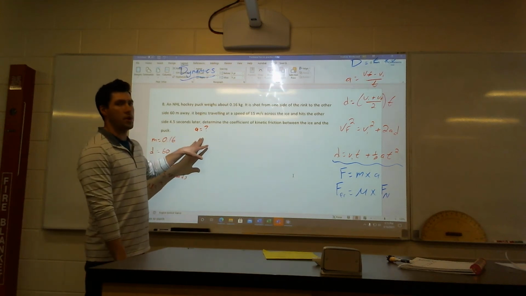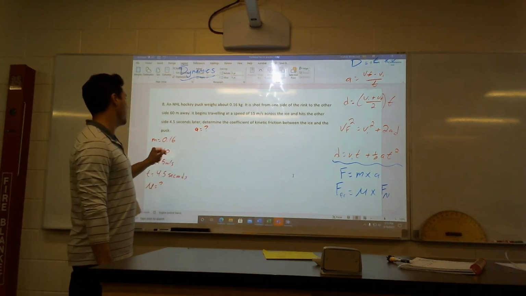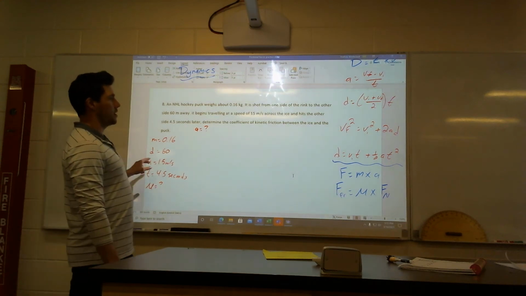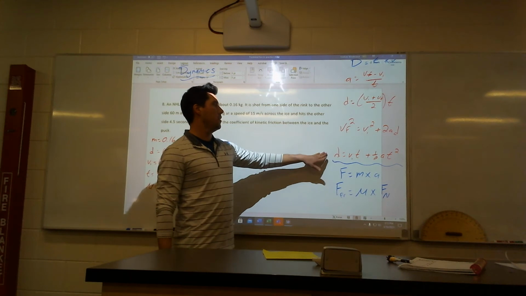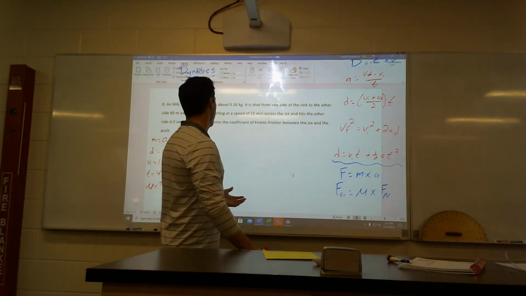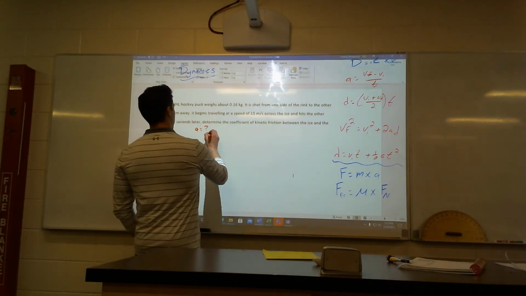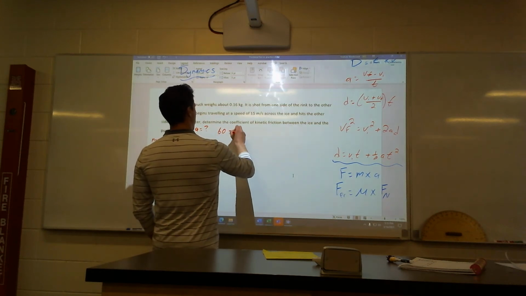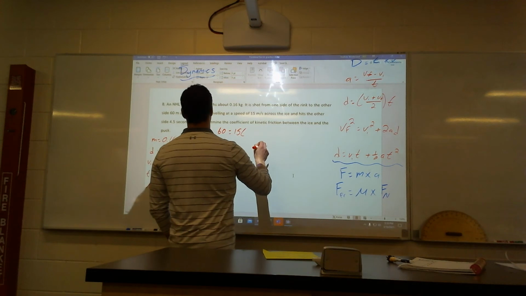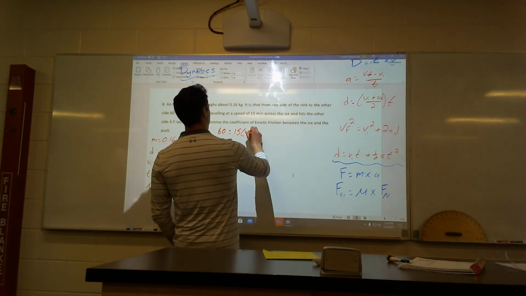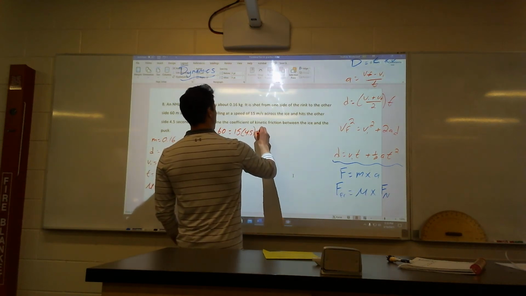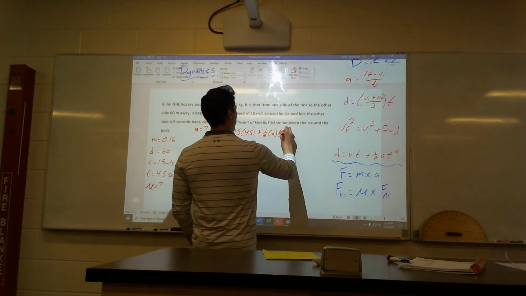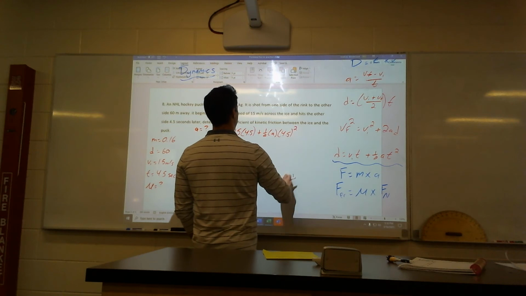Can I get an acceleration? Figure out my kinetic side. I have a distance, I have a VI, I have a T. And the nice thing is I can use this formula to figure out my acceleration. So let's try and do that. I have my distance, which is 60, equals 15 times the time, which was 4.5 seconds, plus 1/2 my acceleration, then 4.5 squared.